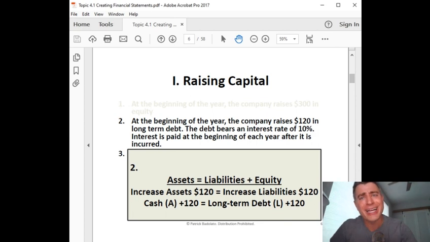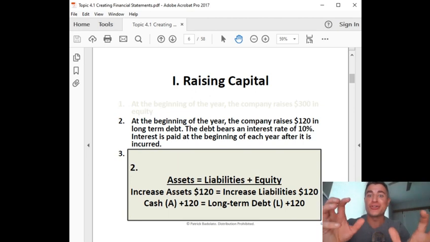Why? What did I get? I got cash here, my third row of 120. So cash, the asset account, goes up by 120. And my long-term debt, a liability account, goes up by 120 as well. I have more cash, but I have an obligation to pay off the bank for this particular loan. That's why I have both sides of that transaction, right?